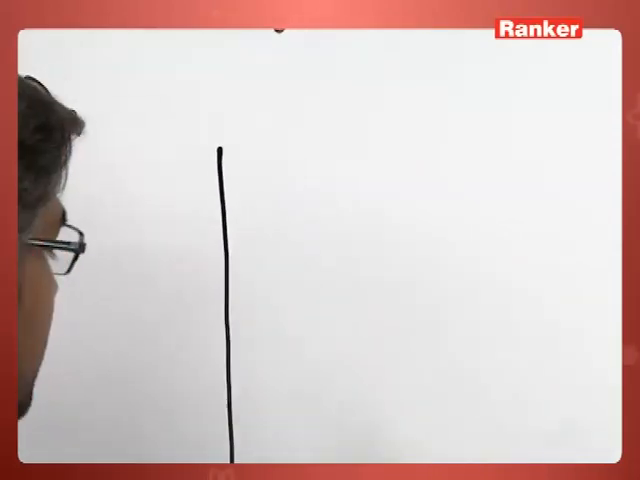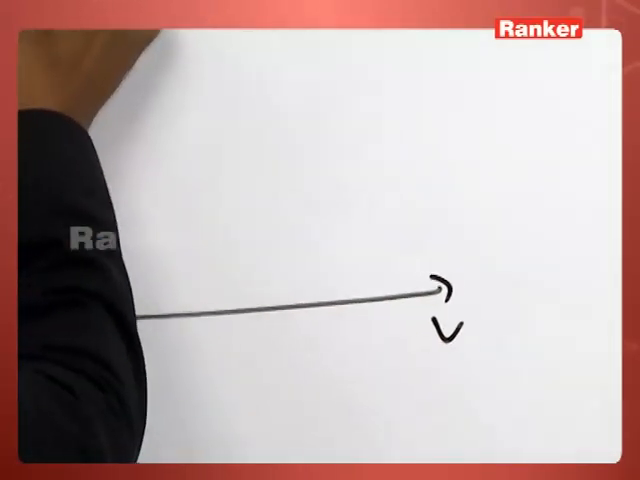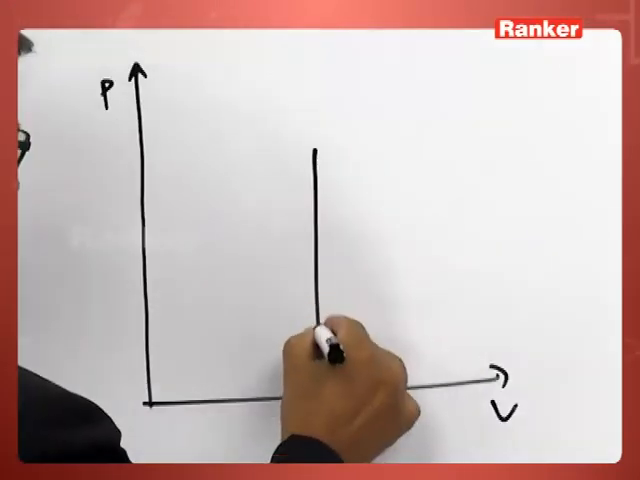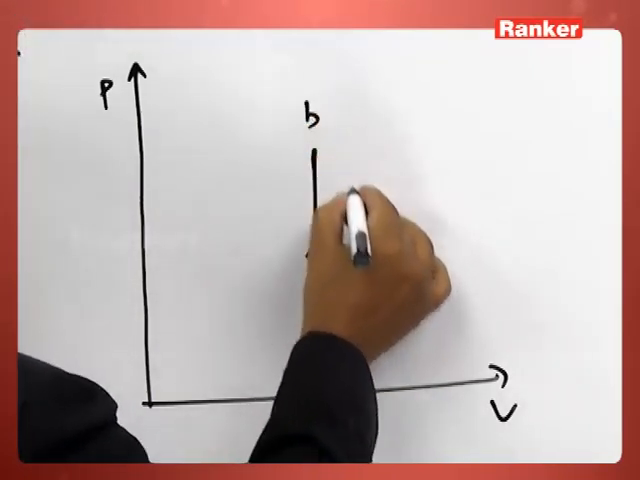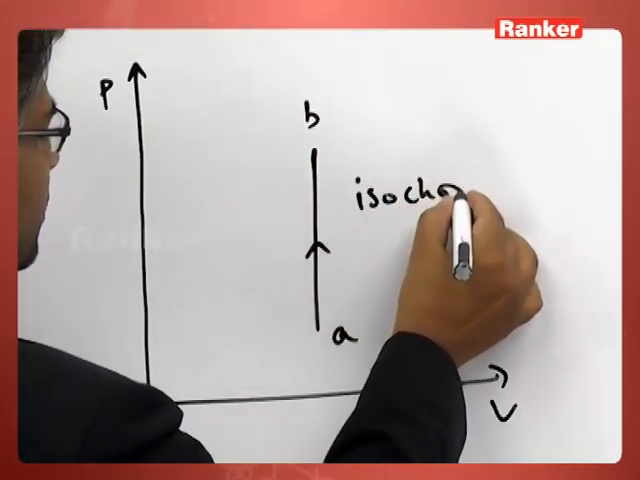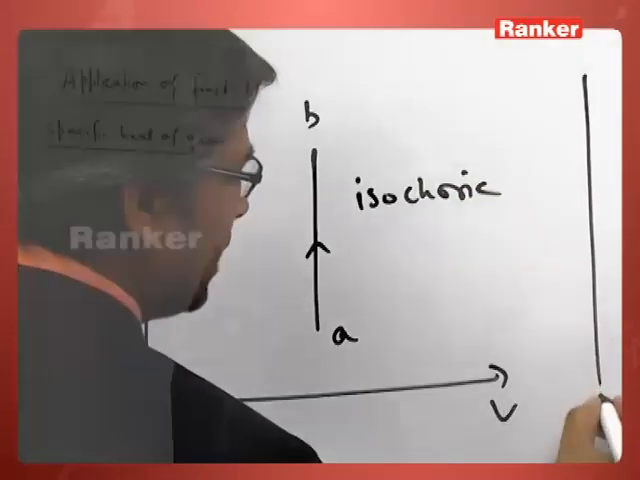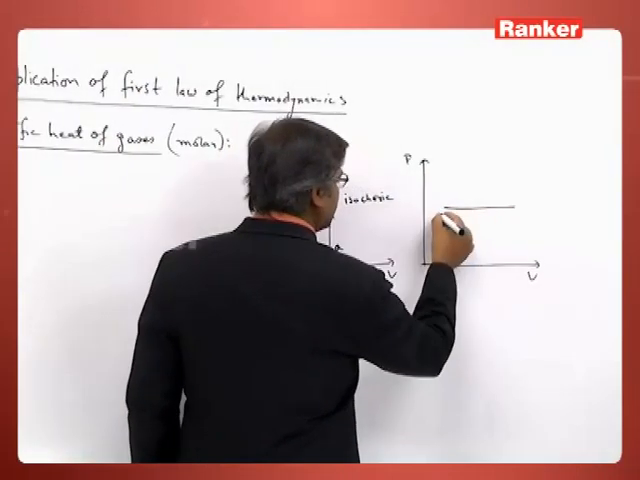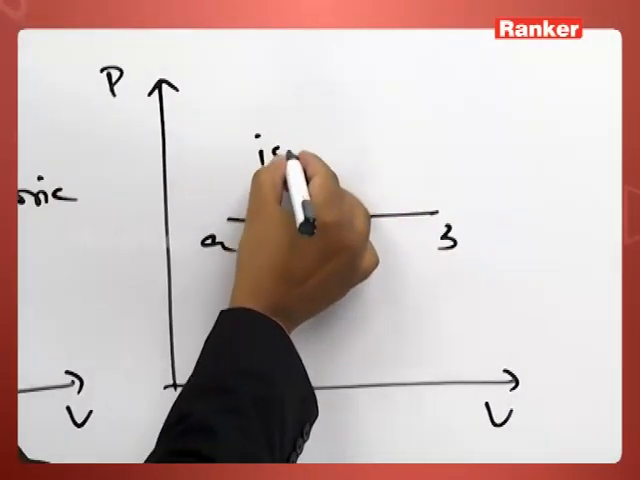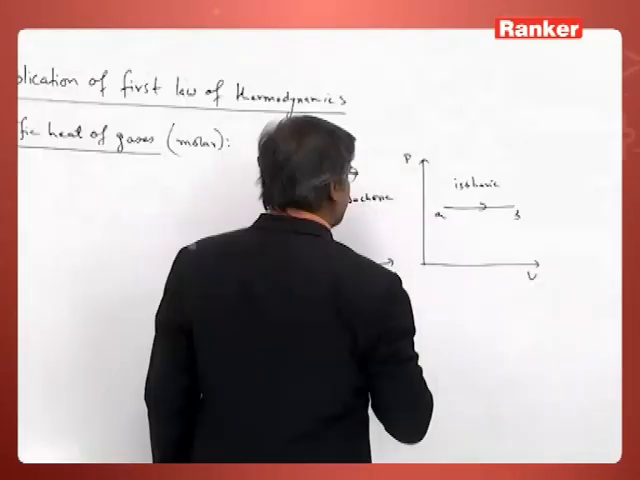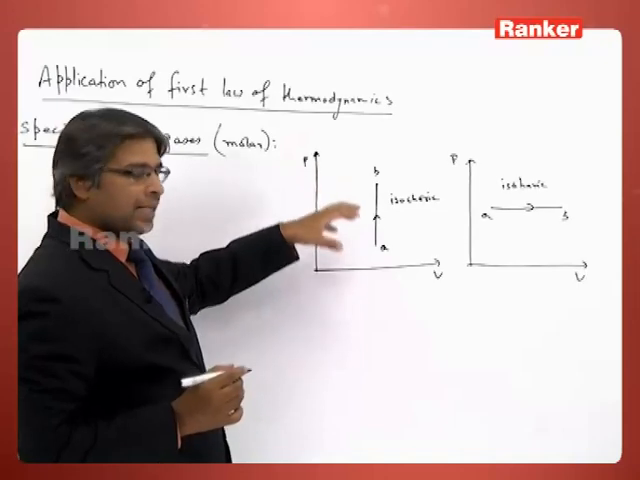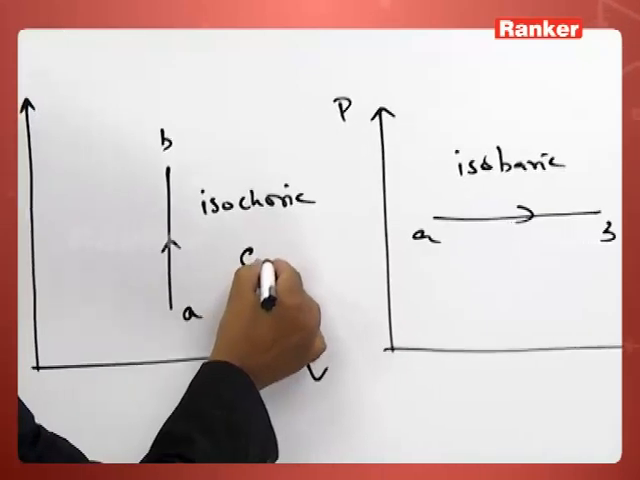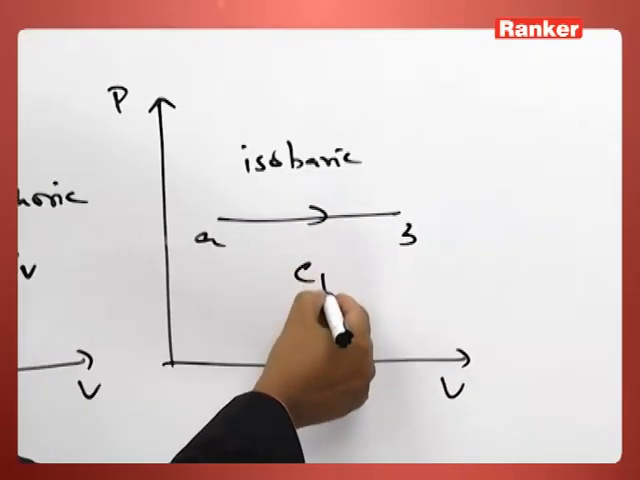So this is the PV diagram, and suppose a gas is carried through a process called isochoric. And when the PV plot is a straight line like this, A to B, then it is an isobaric process. When the gas goes through the isochoric process, we call the specific heat Cv, and for isobaric we have the term Cp.